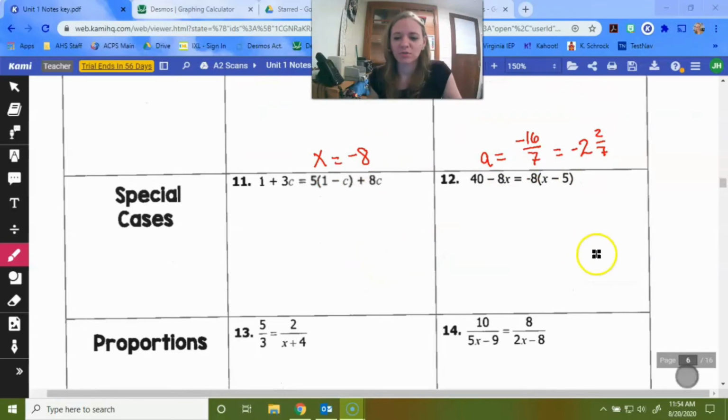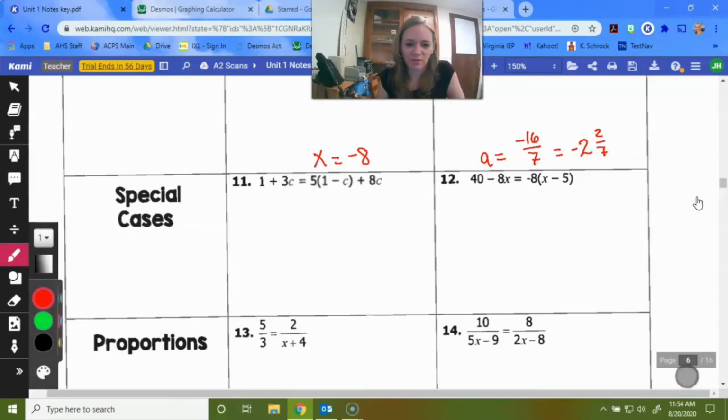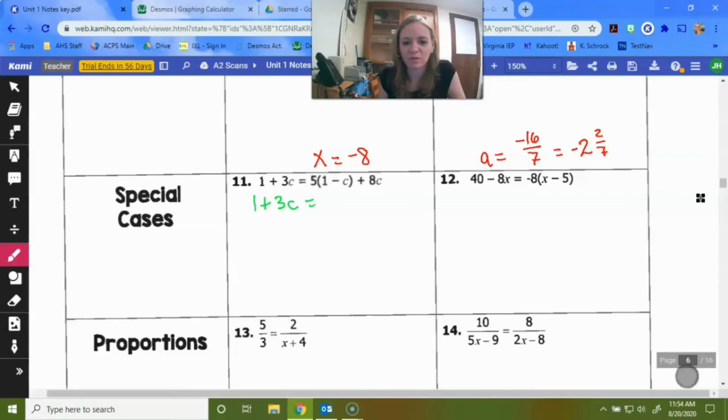Alright, let's look at special cases. Let's start out. Now these don't look any different, so keep in mind that this could happen in any problem. 1 plus 3c equals 5 times 1 is 5, 5 times c is negative 5c plus 8c. I have c's on the same side. Let's go ahead and combine those and get 1 plus 3c equals 5 plus 3c, minus 3c to the other side.